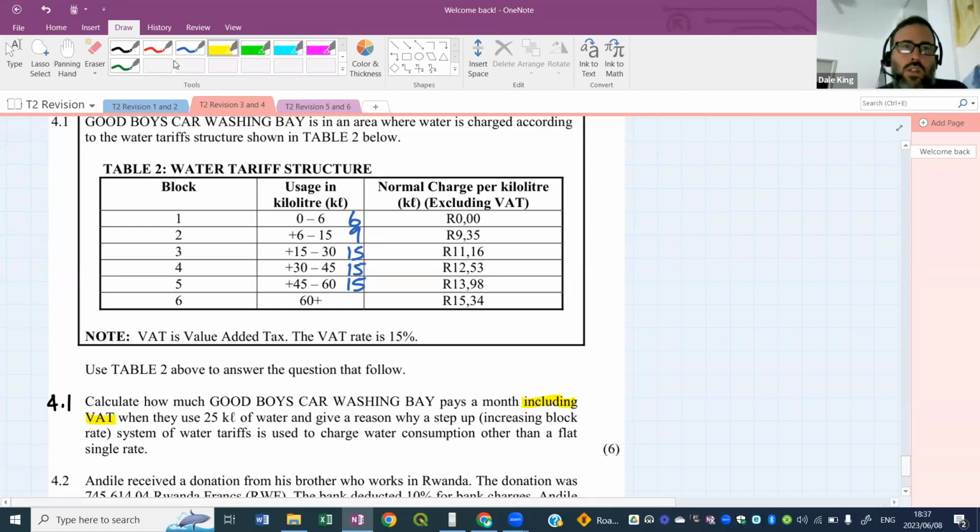All right, this question has 2 parts. Calculate how much the car wash pays a month, including VAT, when they use 25 kiloliters of water. So we stop there. The second part of the question, leave it for now. Let's just calculate how much they pay if they use 25 kiloliters of water, and we must include VAT, right? Because these values here are VAT excluding.